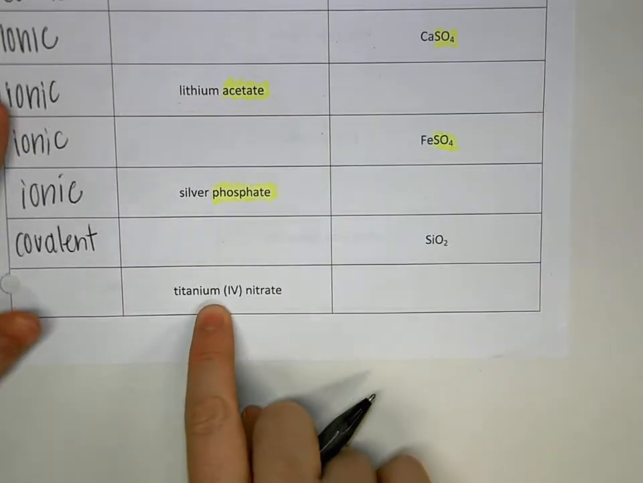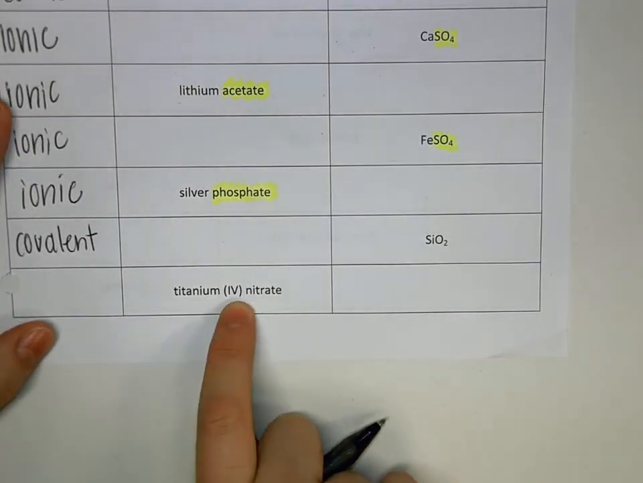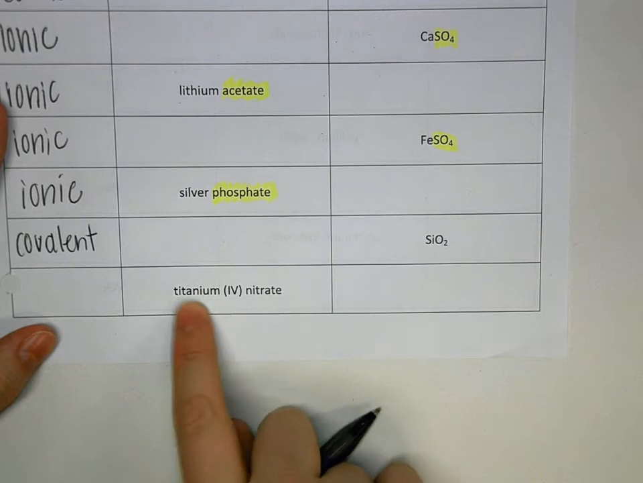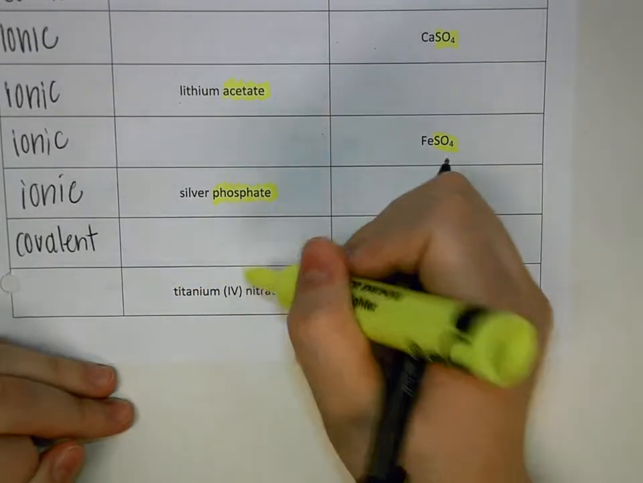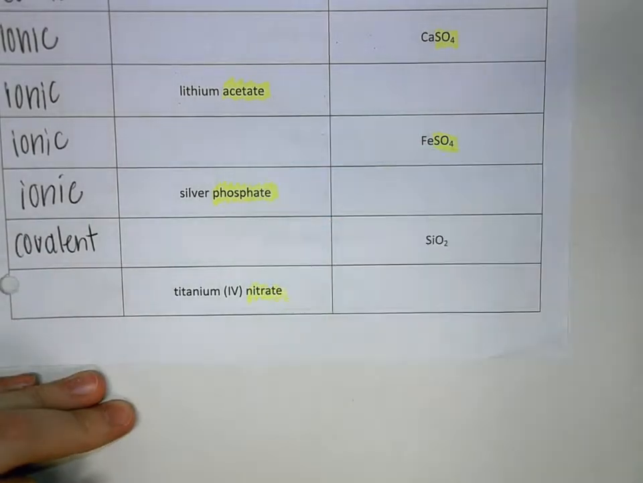Next I have titanium, which is a metal, 4 nitrate. So I have a metal, and this ends with 8, so this means it is a polyatomic ion. So this guy must be ionic.